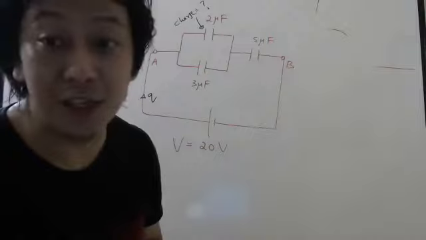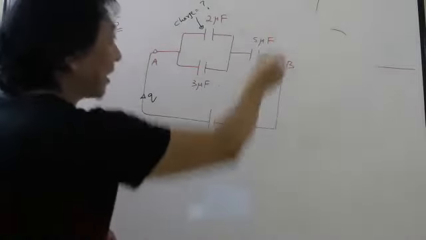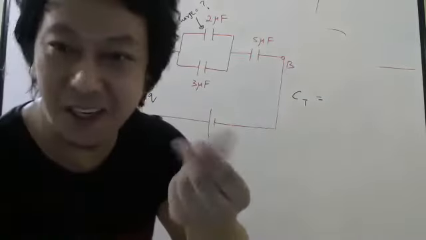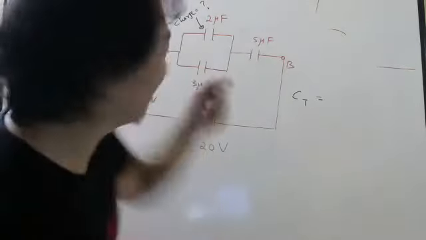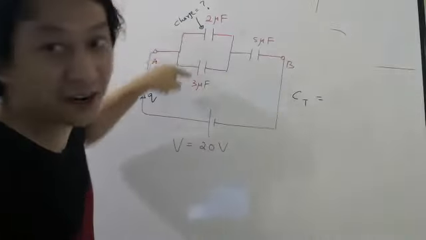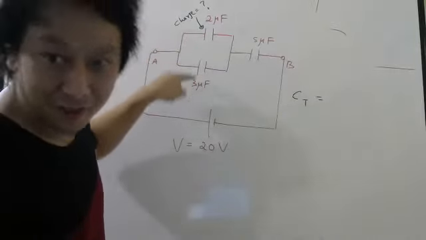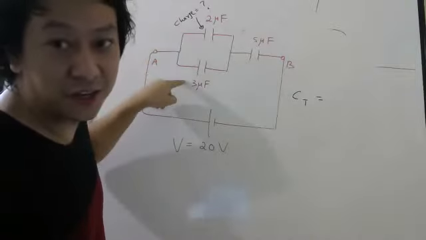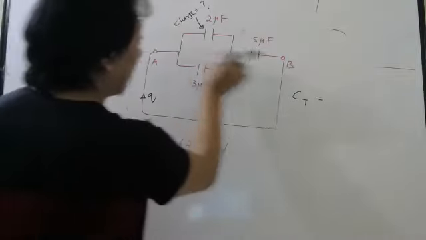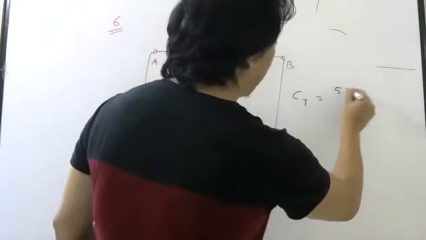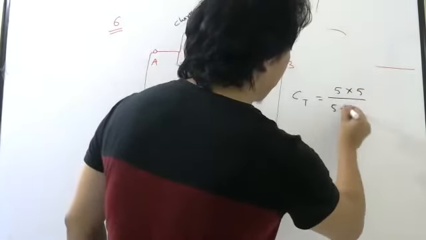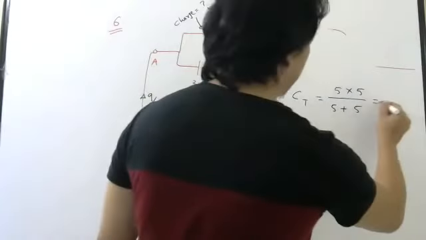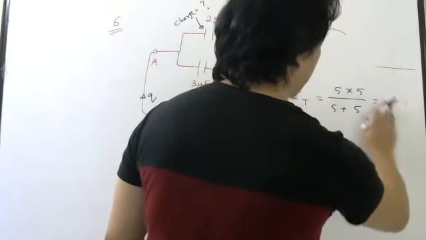And to find the total charge, what should I do? First find the total capacitance. So total capacitance will be how much? Directly we can do it now. You have become expert. See here, 2 and 3 are in parallel. Yes or no? So total will be 2 plus 3, 5. And that 5 and this 5 are in series. So it will be 5 into 5 divided by 5 plus 5. Everybody understood this part, no? So that will be equal to 5 by 2, which is 2.5 microfarad.